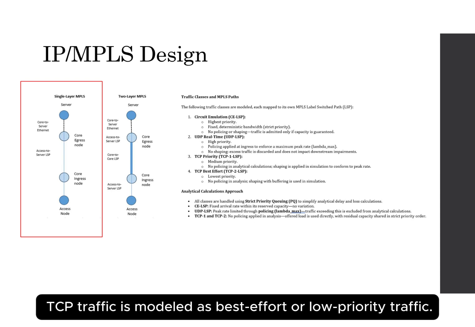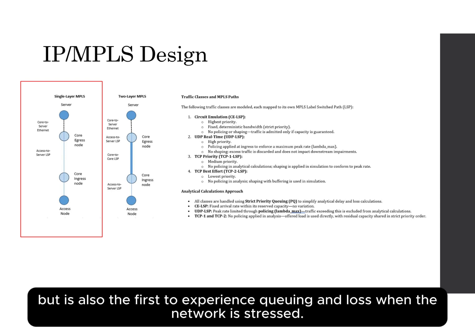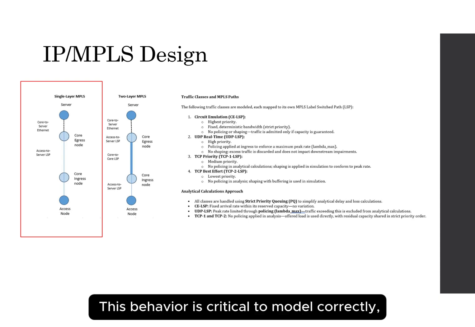TCP traffic is modeled as best effort or low priority traffic. It is allowed to fill unused capacity, but is also the first to experience queuing and loss when the network is stressed. This behavior is critical to model correctly, since TCP reacts dynamically to congestion.